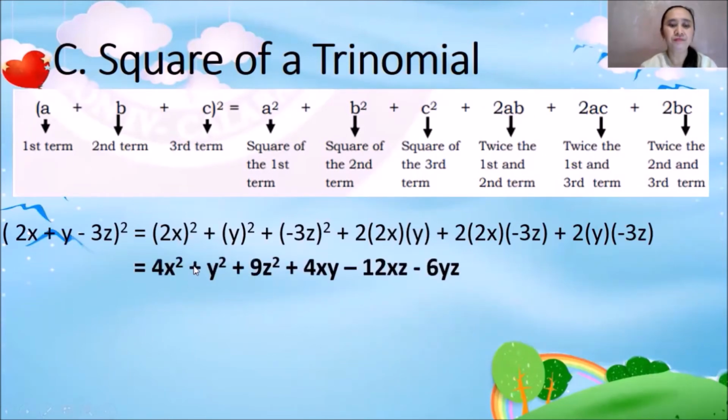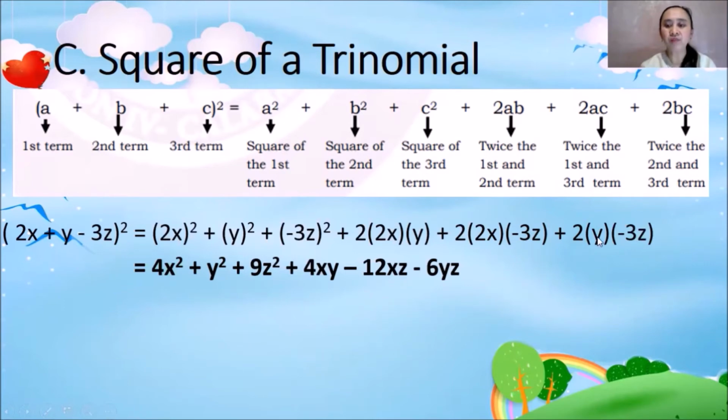So we have 2 times 2 is equal to 4. X times x is x squared. Plus, dahil plus yan, y times y is y squared. And negative 3 times negative 3 is positive or plus 9. Z times z is z squared. Then 2 times 2 is plus 4. X times y is xy. Then 2 times 2 ay 4. 4 times negative 3 is negative 12, kaya minus 12. And x times z is xz.